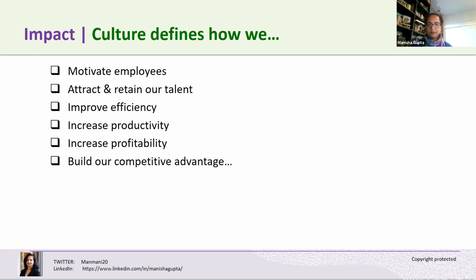And it's a top-down, bottoms-up. It's an everywhere play, right? So it improves efficiency, increases productivity, and eventually, if we are productive, of course, it'll increase the profitability of the company, right? And of course, builds competitive advantage. And I'm assuming these are some of the plays why we are talking together.